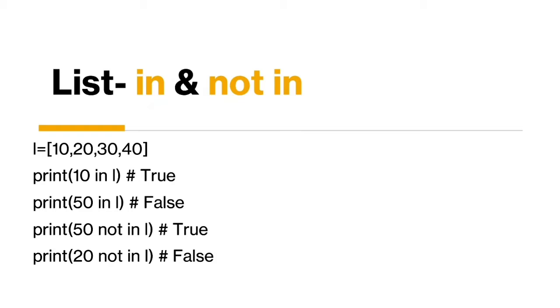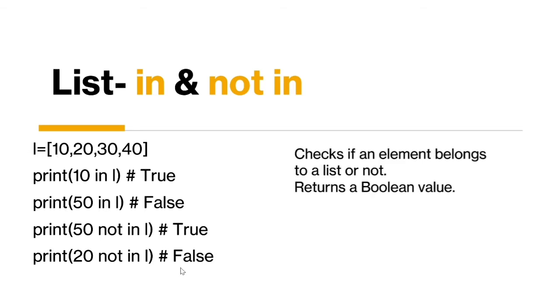Talking about not in, it is just the reverse of the in keyword. If I am saying 50 is not in the list, then yes, 50 is not present in my list, which is why it has returned true. And if I say 20 is not in the list, we can clearly see that 20 is in the list, so it is returning false. So it checks if an element belongs to a list or not, and it returns a Boolean value that can be true or false depending upon the situation.